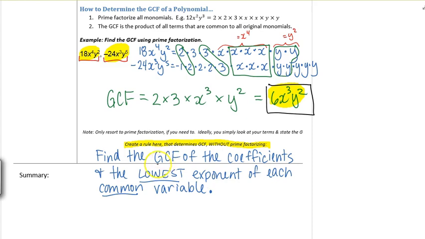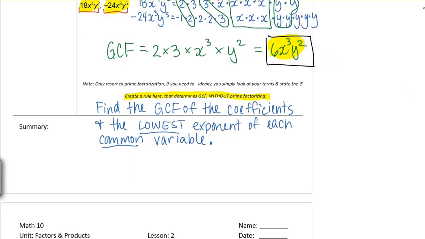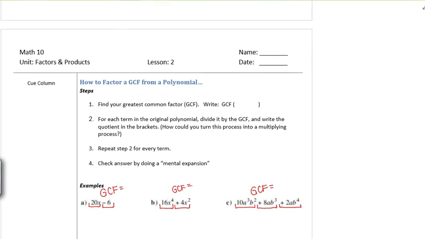Okay, so your wording might be a little different than mine, but hopefully we have the same flavor. So what we need to do is find the GCF, the greatest common factor, of just the coefficients, 18 and negative 24, which happens to be 6. So the biggest number that divides evenly into those numbers. And for the variables, you just take the lowest number. So for the x's, 3 was lower than 4, and for the y's, 2 was lower than 5. And that's it.